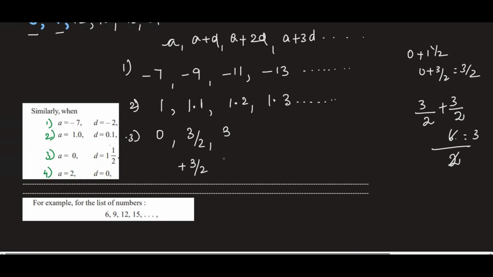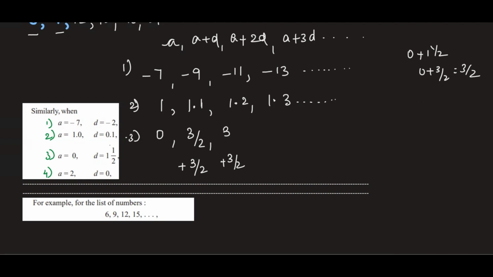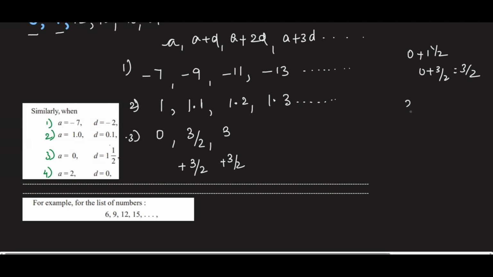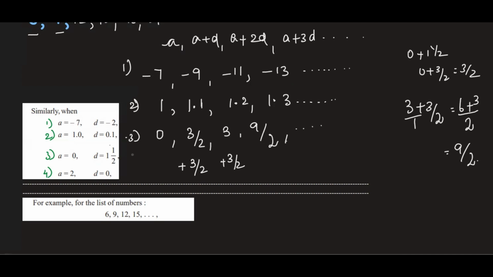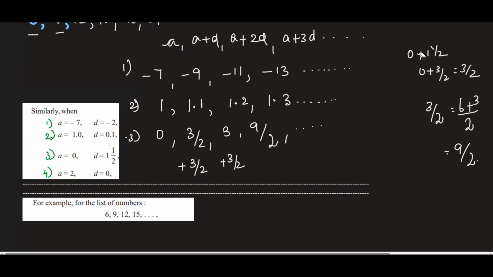Now again, 3 plus 3 by 2. So what is 3 plus 3 by 2? Let's take an LCM of 2, then 6 plus 3 will become 9 over 2. So the next term will be 9 by 2. And so on. If you keep adding 3 by 2, you will start getting the next terms. Easy now? Well, let's solve the fourth example here.